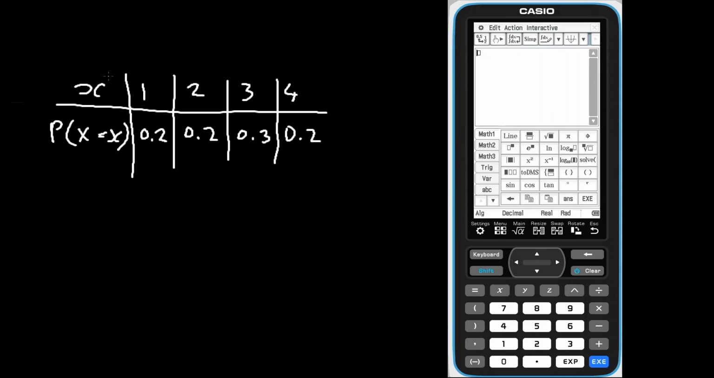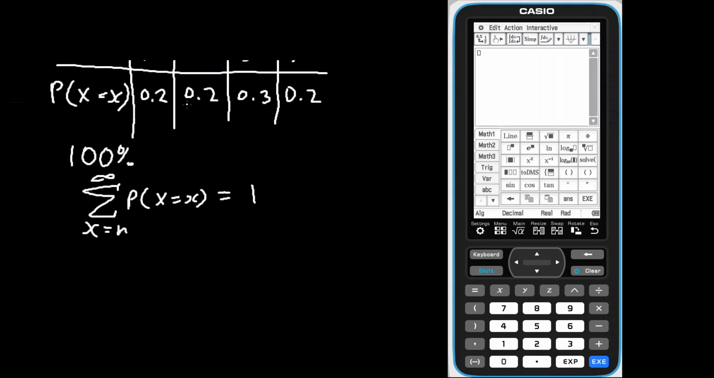So to make it a probability density function, there's a couple of things we need to do. First of all, everything needs to add up to 100%. Okay? So you might see a fancy equation like this, that the sum from x equals n to infinity of the probability of X equal to x must equal 1. Okay, that's just saying if you add all of them up, they should be equal to 100%. So let's try that, right? Let's try that. Well, we've got a calculator, so let's use that.